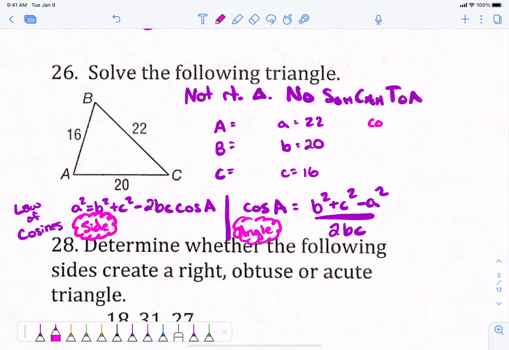So we're going to set up cosine of, let's find capital A first. Cosine, capital A first. So what's B squared going to be? 20 squared plus 16 squared minus 22 squared, over 2 times 20 times 16.